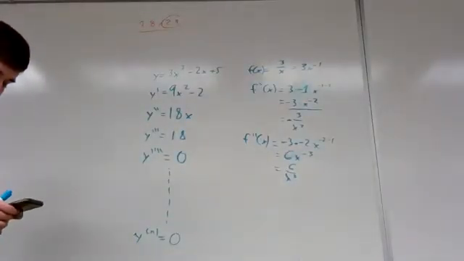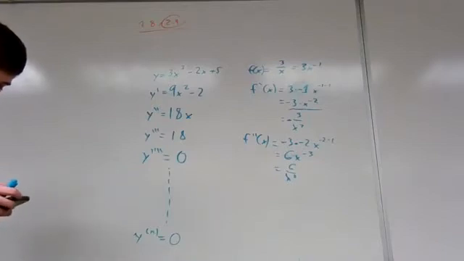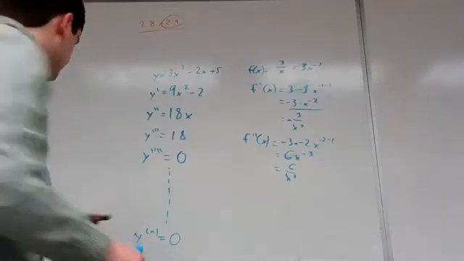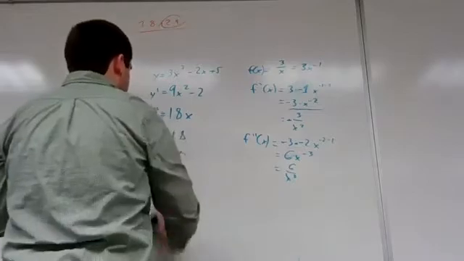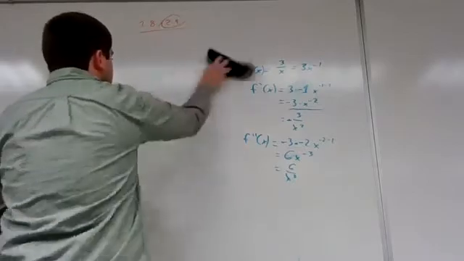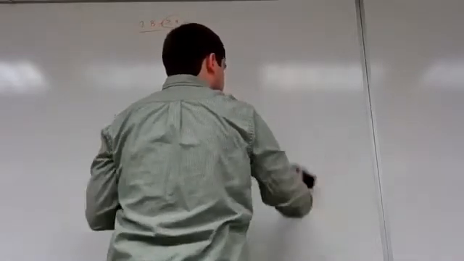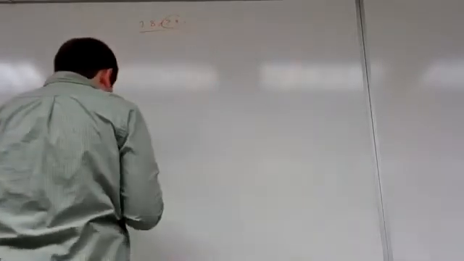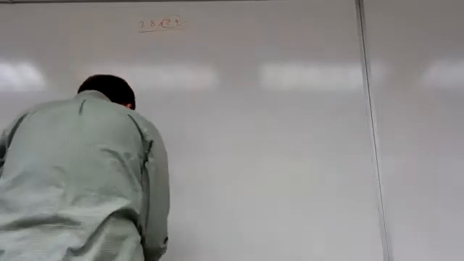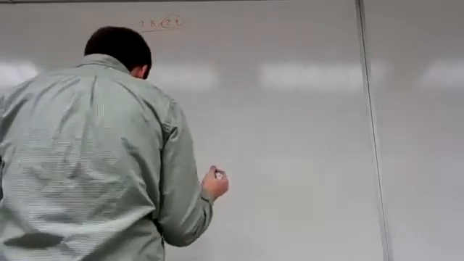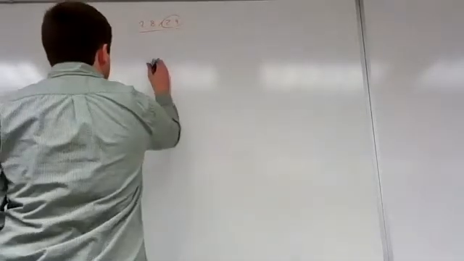Let's see. Okay, here we go. Number 16 says to find dy over dx by implicit differentiation. So this is number 16.